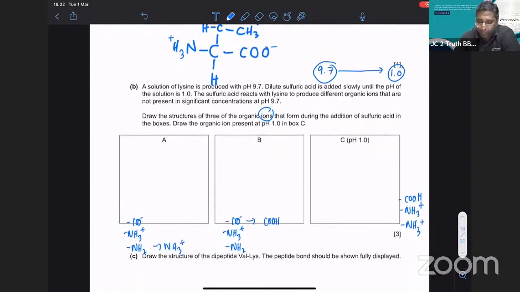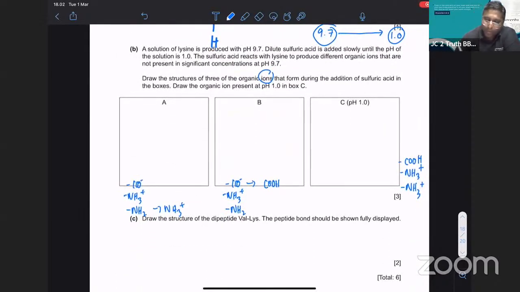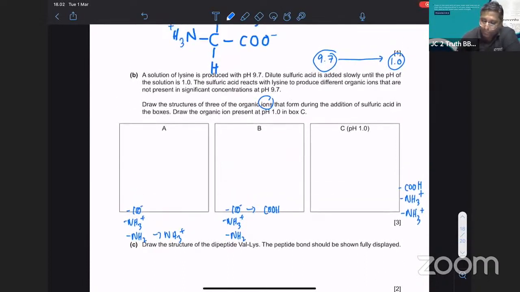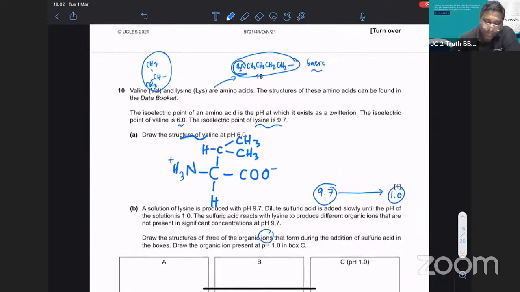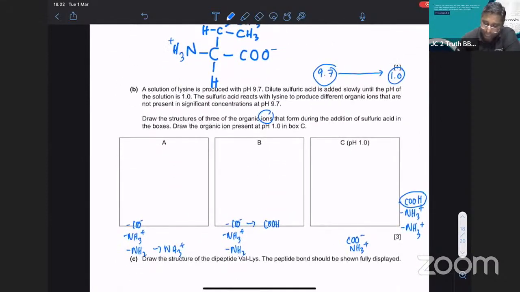So what will happen over here is, if the compound has the COOH group, earlier it has COO minus, and then NH3 plus, the zwitterion, at 9.7. And then for this part, the NH2, they are going to exist over there as NH2.